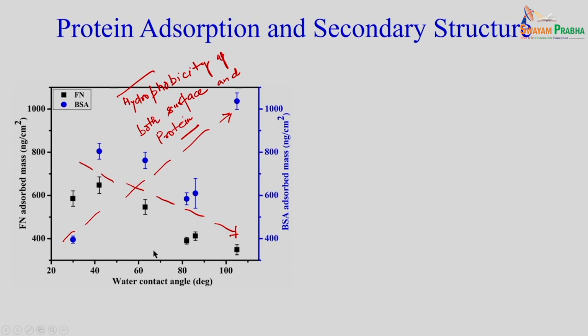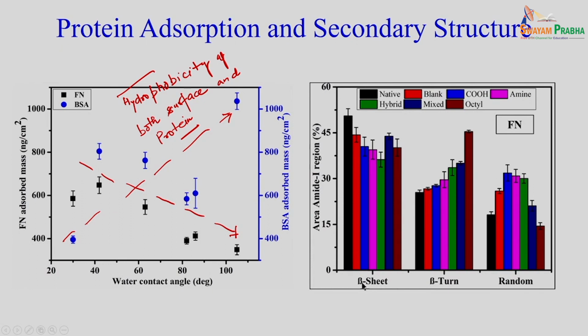Now, after the adsorption of the protein, we can analyze the change in the secondary structure by using FTIR, as we have discussed in the case of protein surface interactions. So, here is the secondary structure. We are only presenting this because fibronectin is rich in beta sheet. It contains more than 50% beta sheet, about 20% beta turn, and then around 15% random.